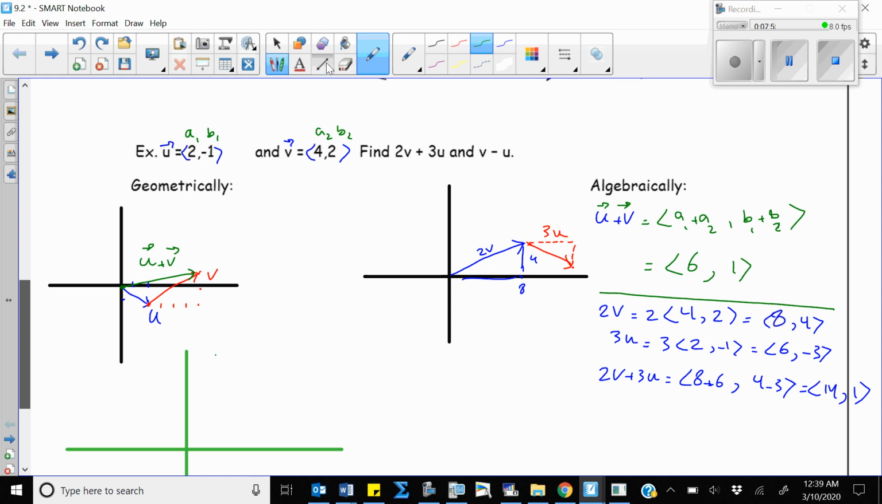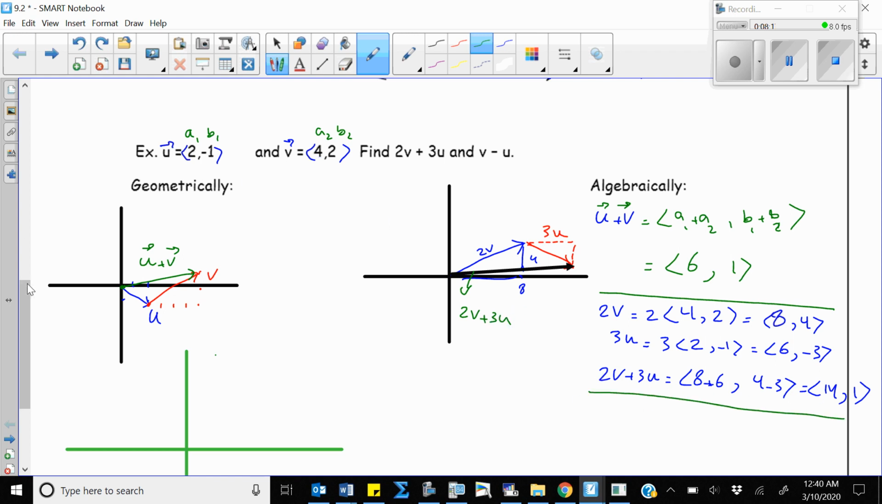Now the resultant of 2v plus 3u will be this line that connects the head of 2v to the tail of 3u. So this line will be 2v plus 3u.